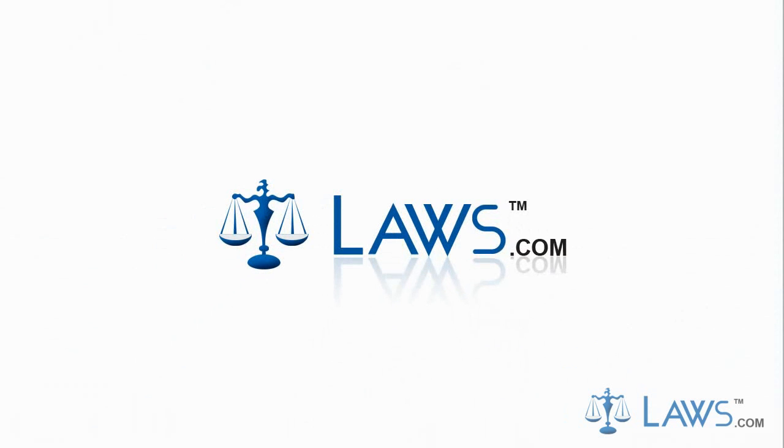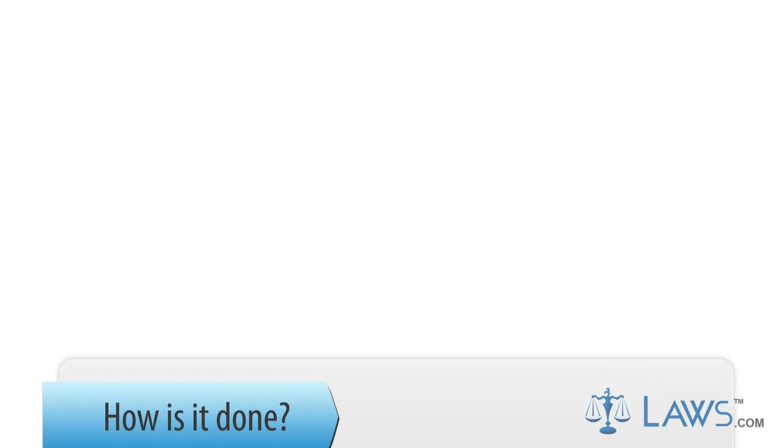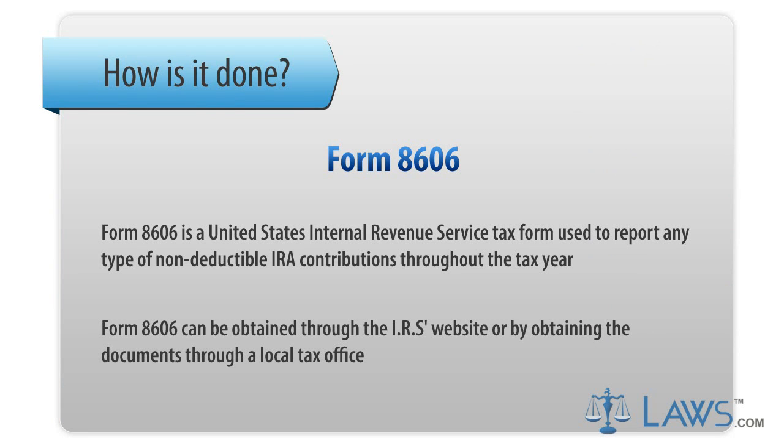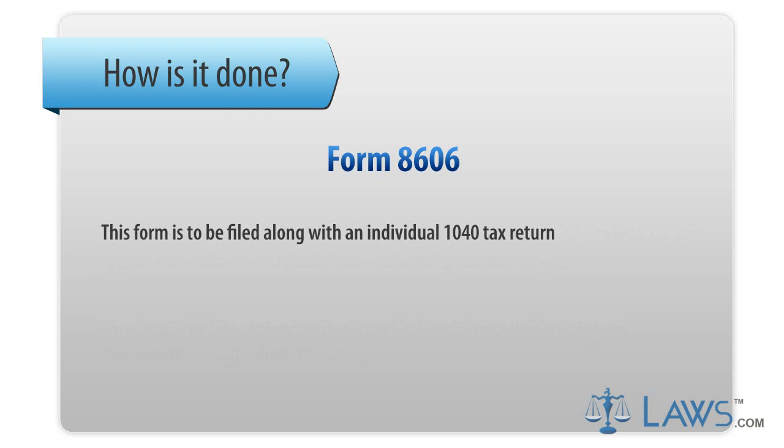Laws.com Legal Forms Guide. Form 8606 is a United States Internal Revenue Service tax form used to report any type of non-deductible IRA contributions throughout the tax year. Form 8606 can be obtained through the IRS's website or by obtaining the documents through a local tax office. This form is to be filed along with an individual 1040 tax return.